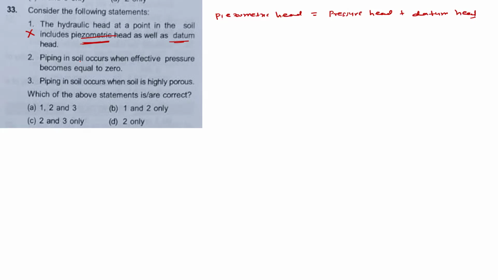Now second, piping in soil occurs when effective pressure becomes equal to 0. Yes, this statement is correct. Piping in soil occurs when the soil is highly porous. No, this is incorrect. So option number D. Let me explain all these points.